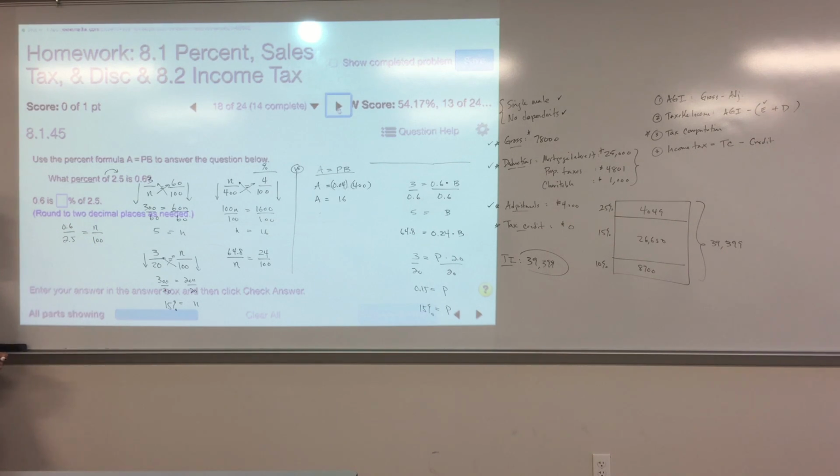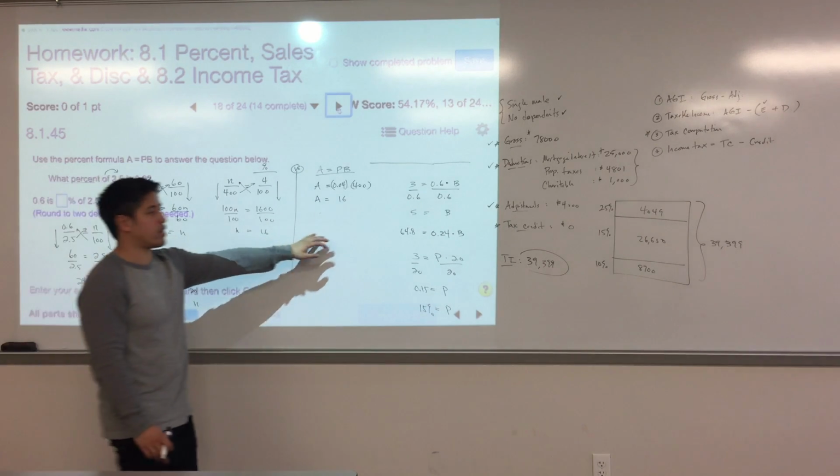Yours might be 0.2. I'm sorry. That's okay. It doesn't matter. So now we have it ready to go use the cross product. Does that make sense, everybody? So now 100 times 0.6 should be 60. 2.5 times n is 2.5n. To solve it, we divide both sides by what? 2.5. And so n is what? 24%. Not 124. Does that make sense, everybody?